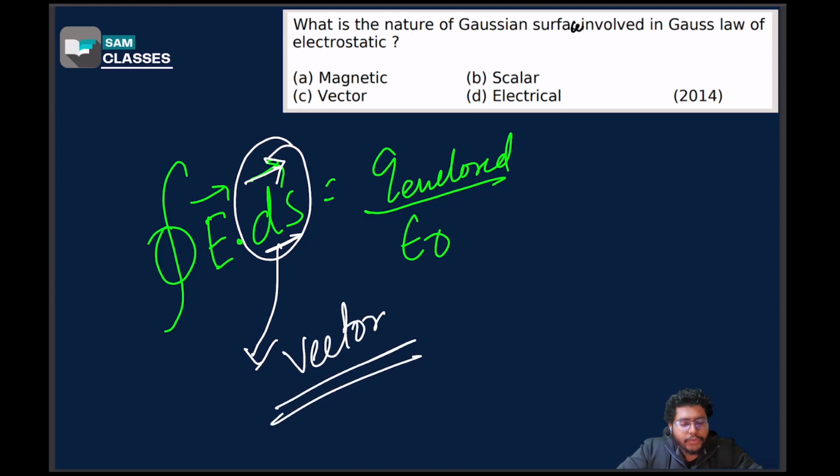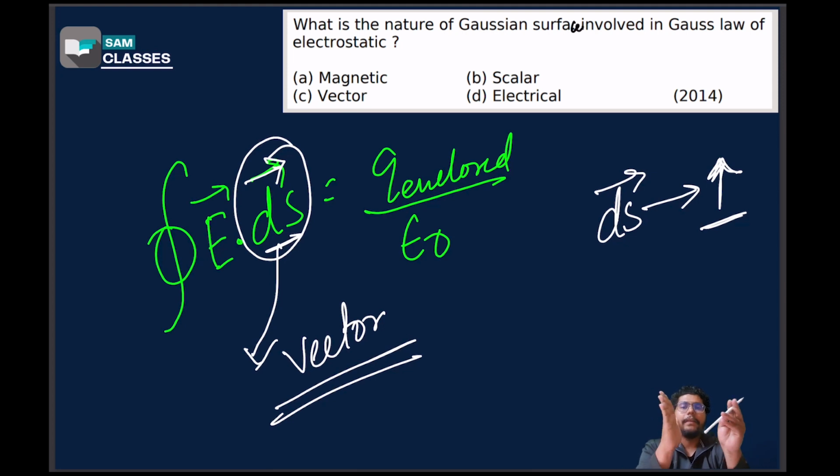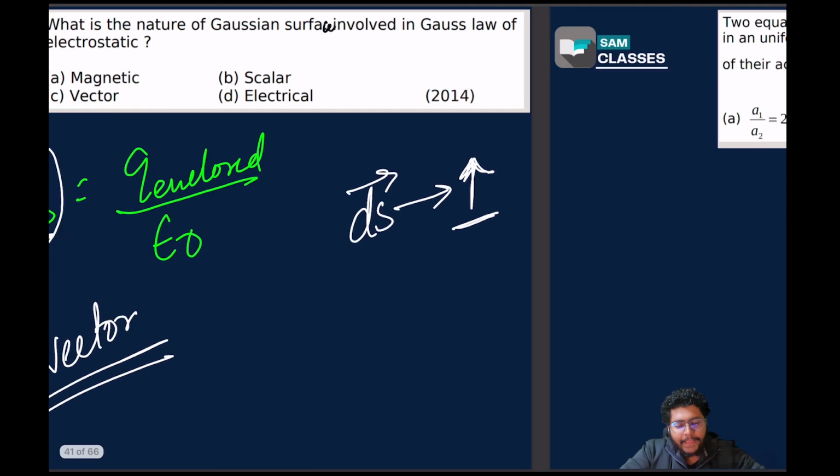Clear? So directly we know the area vector is a vector quantity, and it always points in the outward normal direction. For any kind of surface, the area vector is the outward normal, always coming out. If I'm showing it like this, always coming out. That's it. Nothing was there in this question, correct?